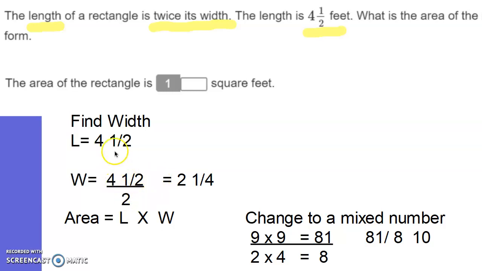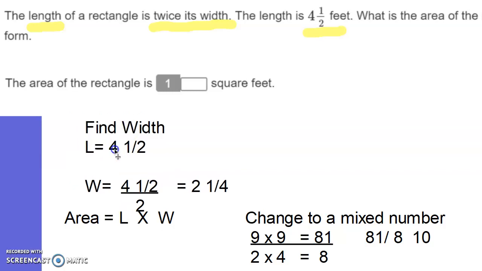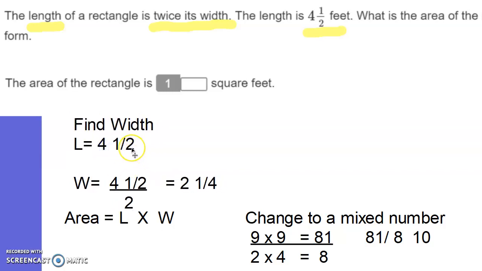So if we have 4 and 1/2, we're going to multiply 4 times 2, which is going to give us 8, plus 1 is 9, so we're going to have 9/2. And then here, for our width, we're going to take our 2 and multiply 4 times 2, which is going to give us 8, plus that 1 is going to give us 9, so it's 9/4. Now we just multiply it out.